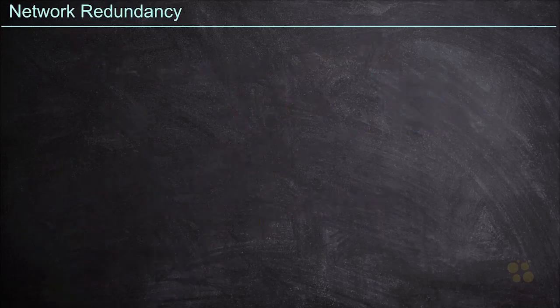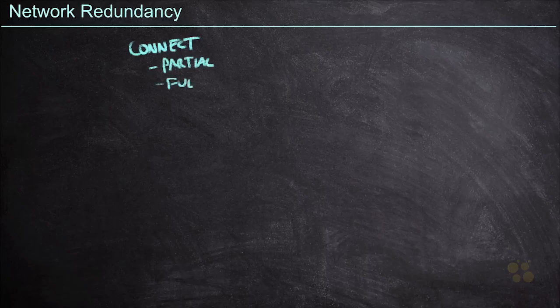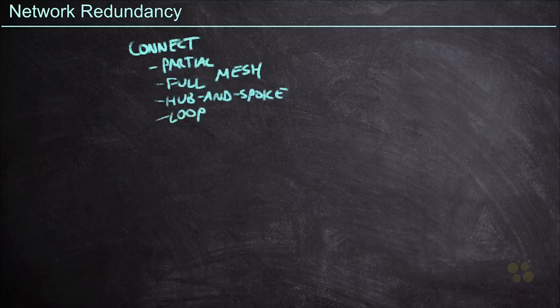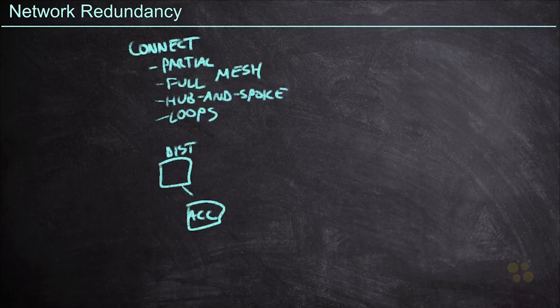So what kinds of conversations are we going to be having throughout this course? Well, first of all, we need to think about how we are going to connect our network devices. So yes, fundamentally connecting our devices is going to matter. For example, are we going to use a partial mesh? Are we going to do a full mesh? Are we going to use hub and spoke, for example? And also, what kind of loops are we going to build? So for example, let's say we have a single distribution switch and we've got a single access layer switch down here, and we're ready for more redundancy in our network.